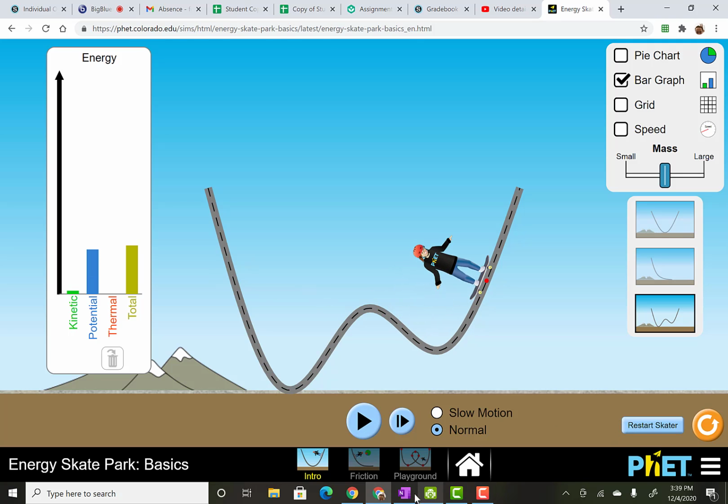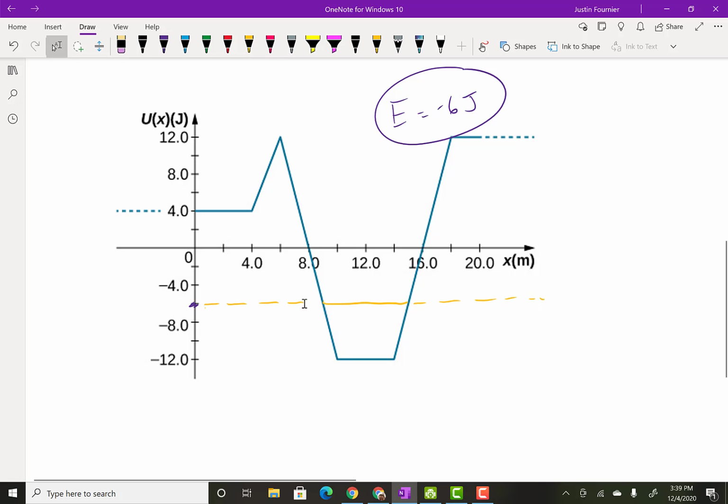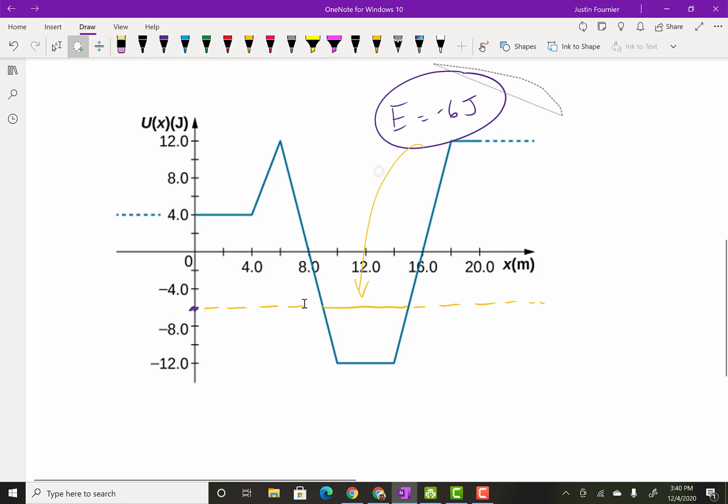So why do I use that? Because this is pretty much a similar idea here. You can think of like the track up here. What they're saying is that -6 joules, that's the total energy I have to work with. So basically, what I got in yellow here is a constant, right? Because it's just -6 joules right there. In fact, let's make this yellow as well.